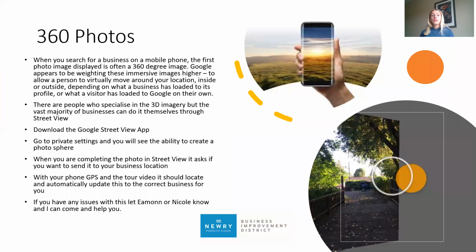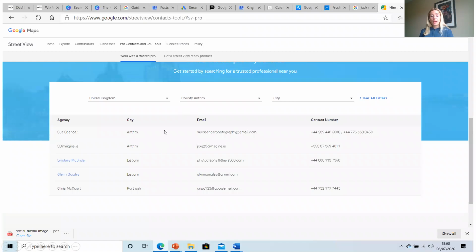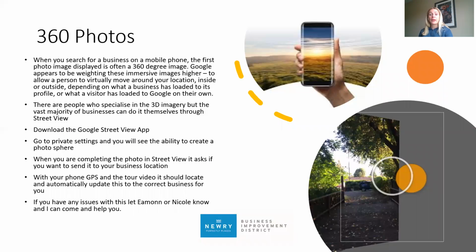So previously you had to go to a specialist, and I'll click through. There are some specialists who do 3D video. There's actually nobody in this area. The closest is probably in Lisburn. There's not very many here, but these are people who are certified by Google to take videos of your premises, 3D videos or 360 videos and photos of your premises. But now you can actually take the photographs yourself on your mobile phone.